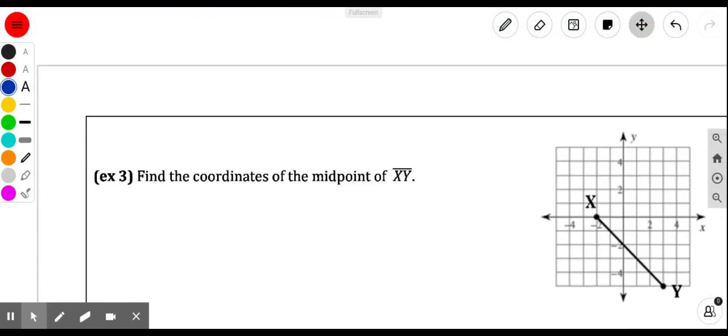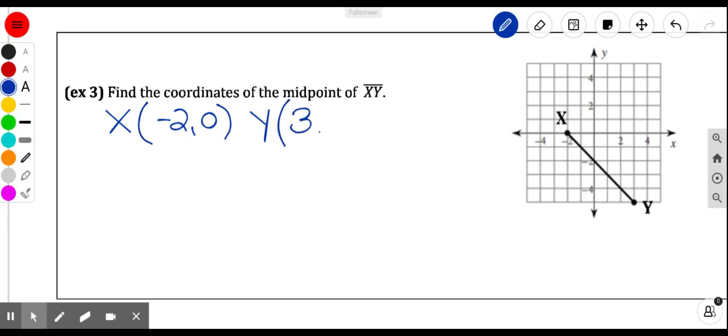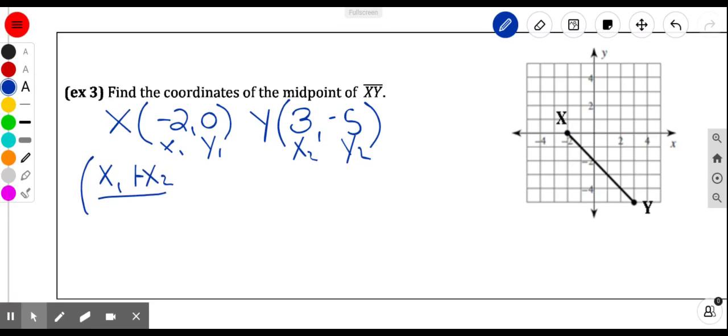We're going to do one more straightforward example of midpoint formula, and then one where it's a little trickier, where you have to work backwards. So first thing we need to do here is get the coordinates of X and Y. X is at (-2, 0). Y is at (3, -5). We just label our points, x1, y1, x2, y2. I'll rewrite the formula again, I guess. x1 plus x2 over 2, y1 plus y2 over 2.